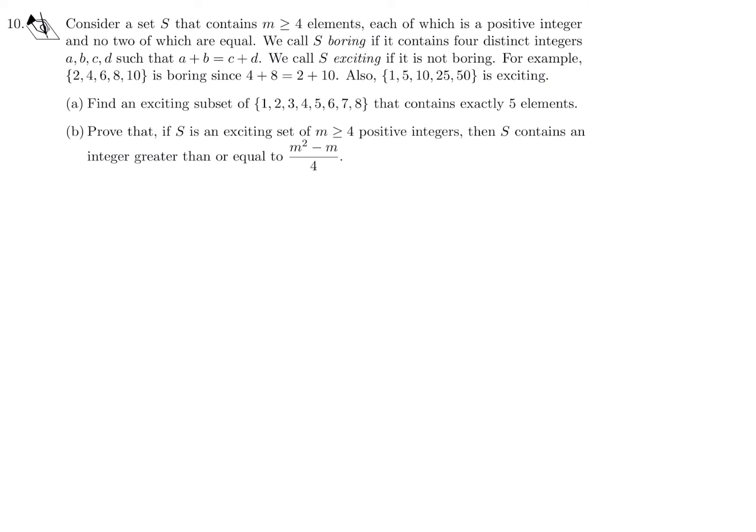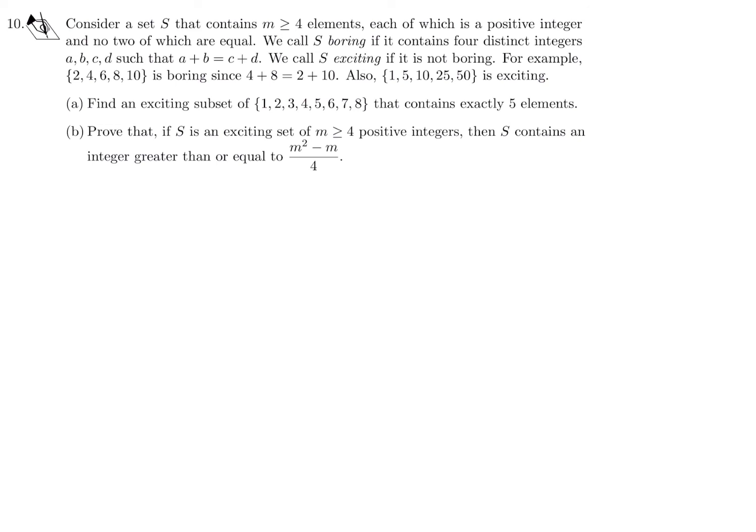Consider a set S that contains m greater than or equal to 4 elements, each of which is a positive integer and no two of which are equal. We call S boring if it contains 4 distinct integers, a, b, c, d, such that a plus b is equal to c plus d. We call S exciting if it is not boring. For example, 2, 4, 6, 8, 10 is boring since 4 plus 8 is equal to 2 plus 10. But 1, 5, 10, 25, 50 is exciting. Find an exciting subset of 1 through 8 that contains exactly 5 elements.